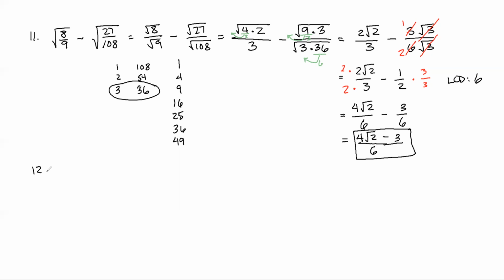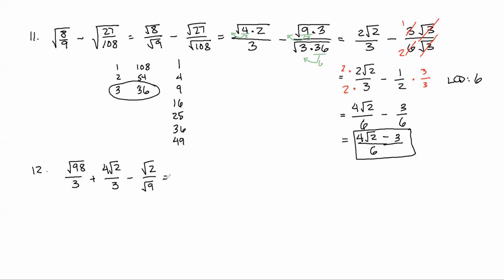Okay, number 12, couple more. This is just getting you a lot of practice. We're given the square root of 98 over 3 plus 4 square root of 2 over 3 minus square root of 2 over square root of 9.